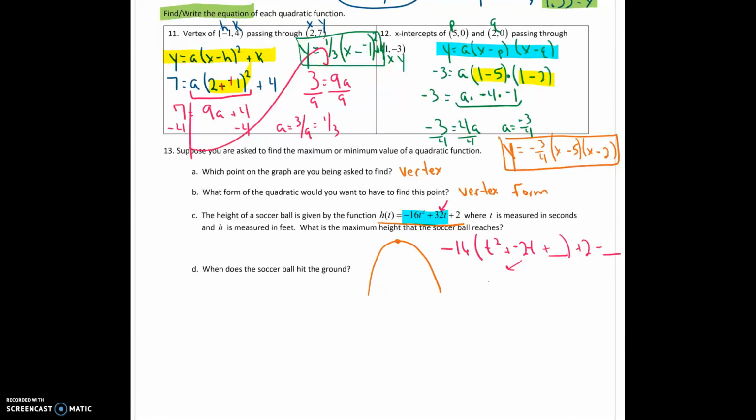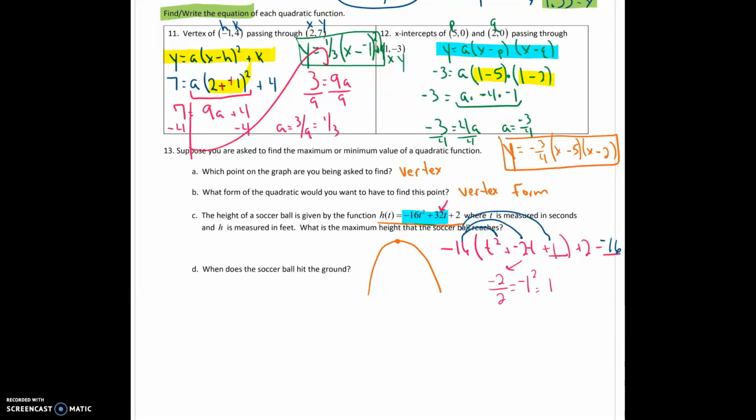And now I'm going to go through, complete the square. Take this, cut it in half, that's negative 1. Take negative 1 and square it, that's 1, and the 1 goes there. But remember, that's not really worth 1. This negative 16 is affecting everything. So even though I wrote 1 down, it's really worth negative 16.